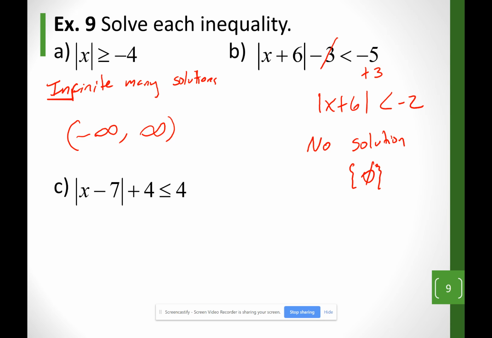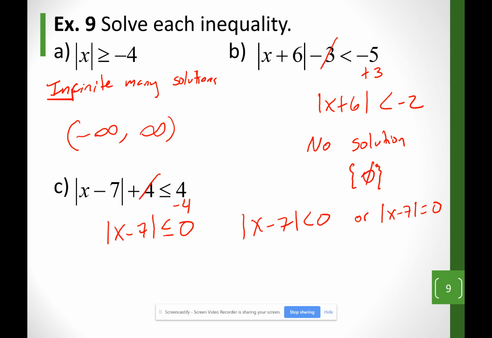Now, looking at example C, let me get the absolute value by itself. So let me subtract 4 from each side. X minus 7 is less than or equal to 0. Now, this statement is very important though. Less than or equal to. So what I have is absolute value of x minus 7 is less than 0, or absolute value of x minus 7 is equal to 0. That's what I mean, less than or equal to.